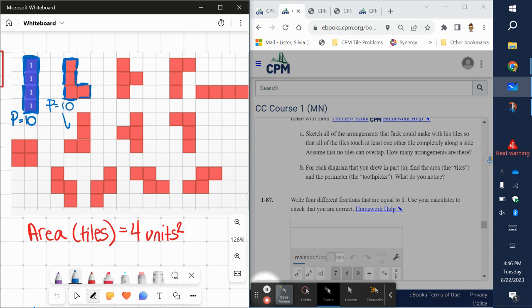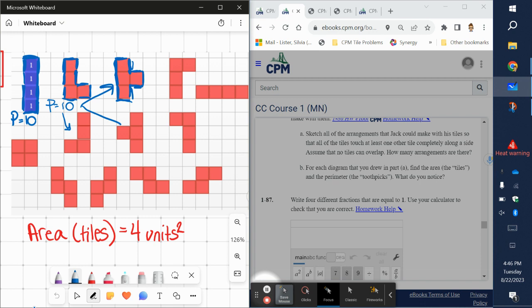I know that this one's also going to have a perimeter of 10 because these two are the same shape. They're just rotated or flip-flopped or reflected. So let's count the next one where I have like the little nubbin in the middle. So let's count 1, 2, 3, 4, 5, 6, 7, 8, 9. Oh, and 10. That one's also got 10.